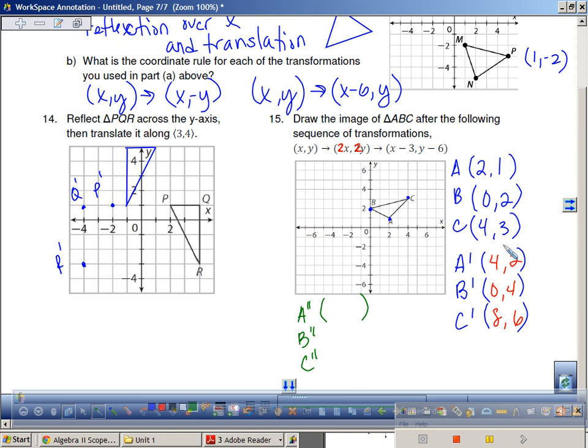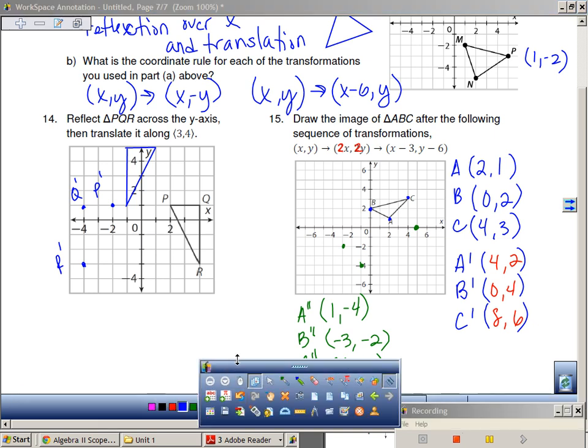So what would my A be? This is trickier, right? What's 4 minus 3? And what's 2 minus 6? Yep, negative 4. What about 0 minus 3? And 4 minus 6? Negative 2. And 8 minus 3? And 6 minus 6? That's my final point. 0, negative 4, negative 3, negative 2, 5, 0. There it is there.